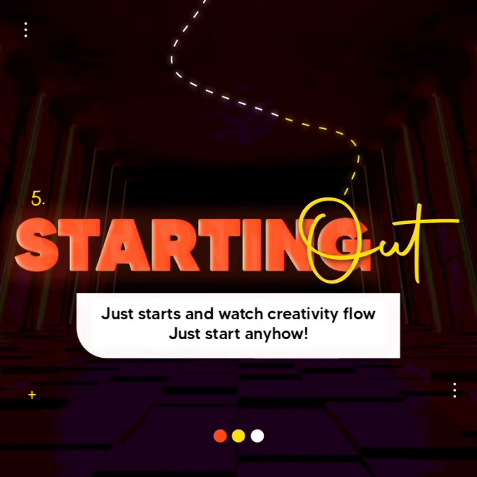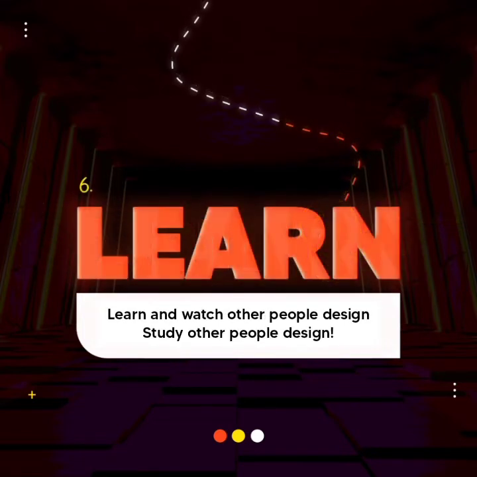So just starting out, because sometimes inspiration, creativity would not just jump on you. You just need to start doing something in a creative way as best as you can, and then before you know, other ideas will actually flow, because the truth is ideas flow always. So just put in something, just break that blank space you're looking at and just put something there. You understand? So starting out. And then number 6, which is the most effective, is learn and watch other people design.